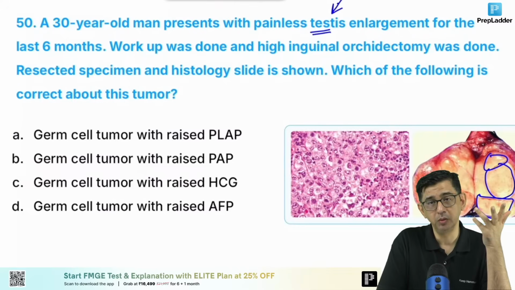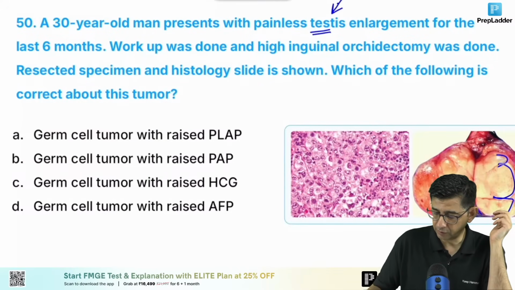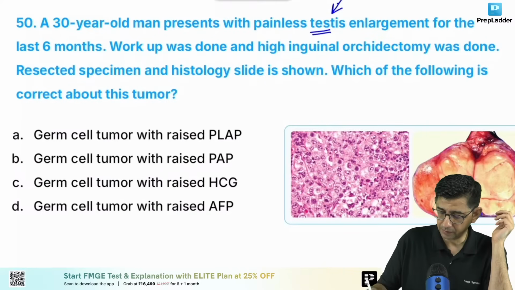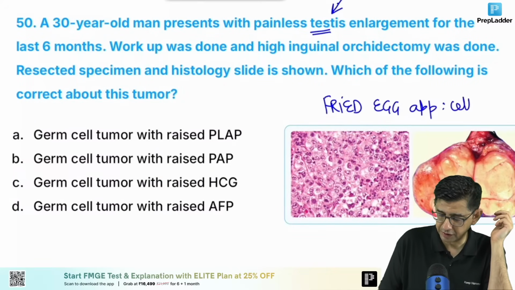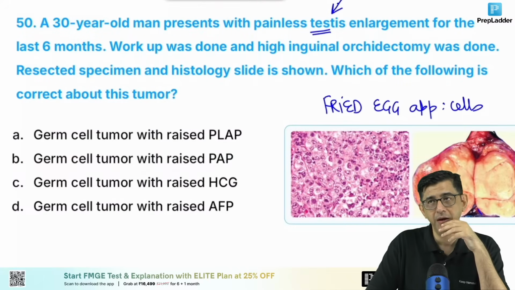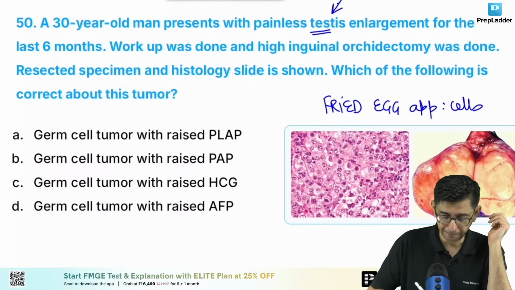Yes, the cut potato appearance that you can see for this, like a potato has been cut. And then even the fried egg appearance of the cells, the cytoplasm is clear and the nucleus looks like a fried egg. The fried egg appearance of the cells, which is seen in dysgerminoma and seminoma, is coming up, and that cut potato appearance is coming up.